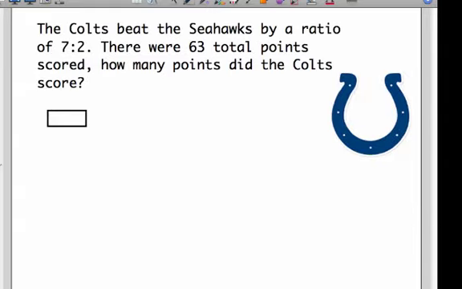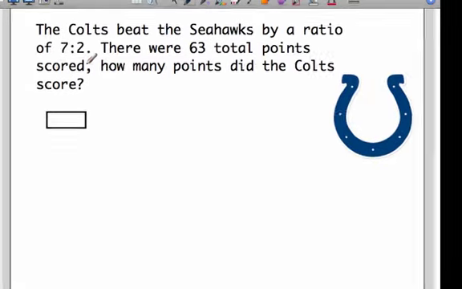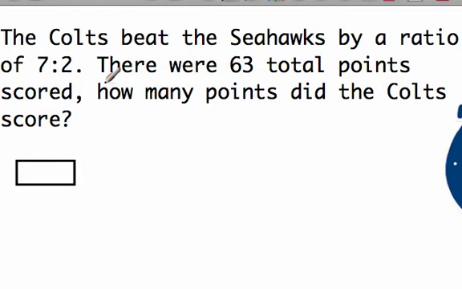All right. The Colts beat the Seahawks by a ratio of 7 to 2. There were 63 total points scored. How many points did the Colts score? Pause the video. See if you can do this one on your own without my help.